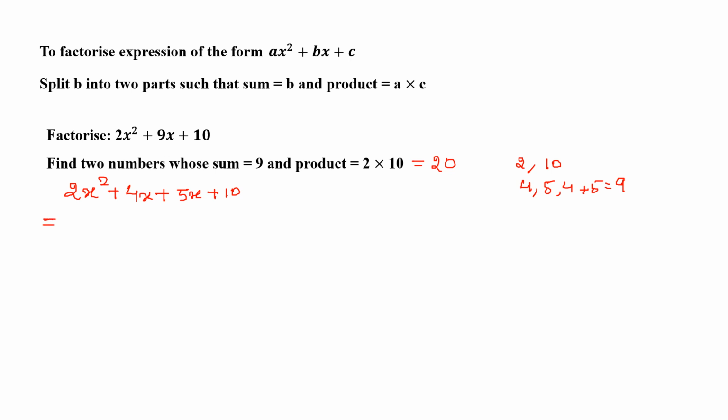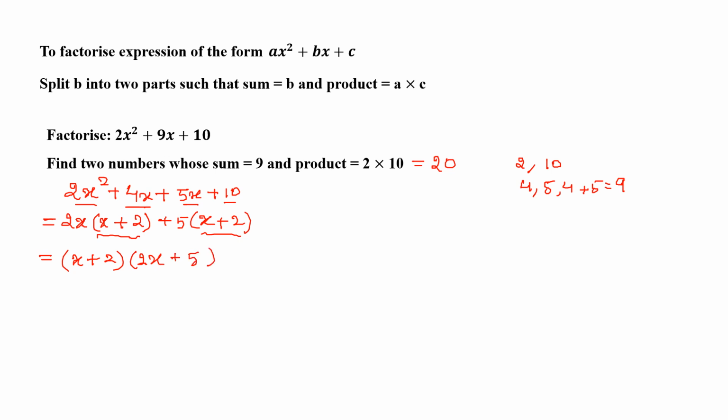Next, I have to take common from the first two terms. So I can see 2x is common here. So if I take 2x common, in the first term I am left with x. In the second term I am left with 2. Now in the third and fourth term I can see 5 is a common factor. So if I take 5 common, it will be x plus 2. Now if you can see here, x plus 2 is present here also, here also. So I can take x plus 2 common. So from the first term I am left with 2x and in the second term I am left with plus 5. So this is the factorization.